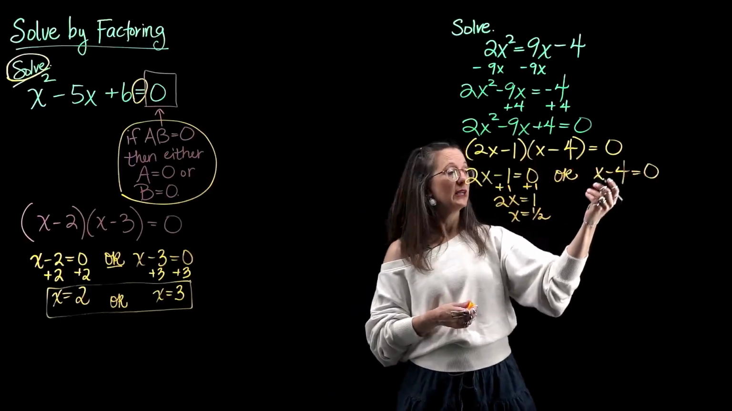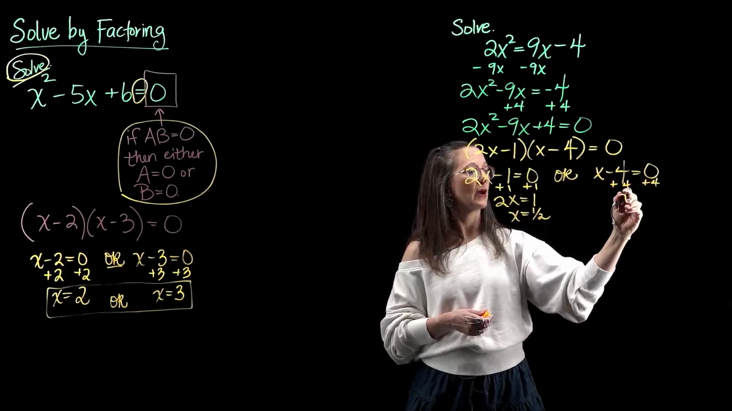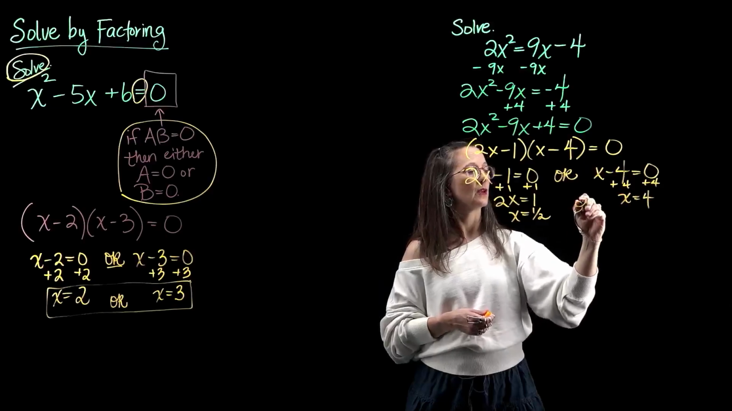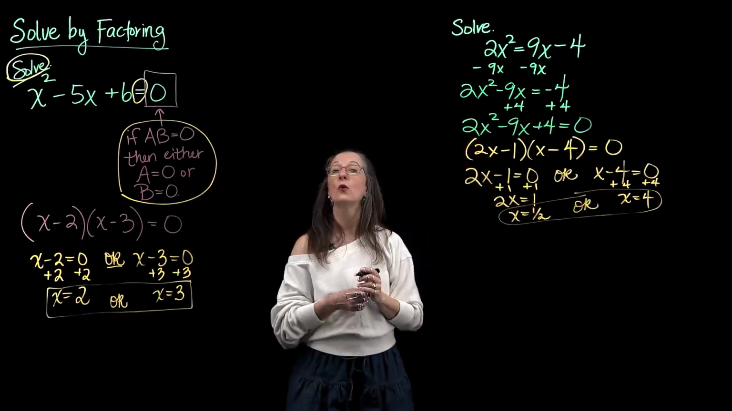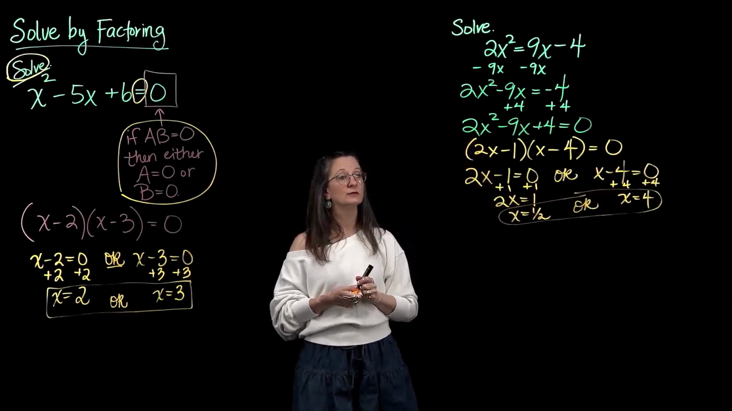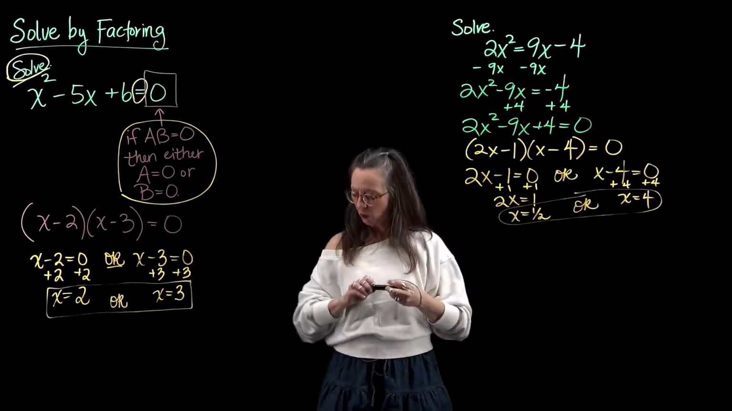And then I'll go over to the other one. X minus 4 equals 0. We'll add 4 to both sides. So x is equal to 4. So I have two solutions, x equal 1/2 or x equal 4. All right, let's look at one more.